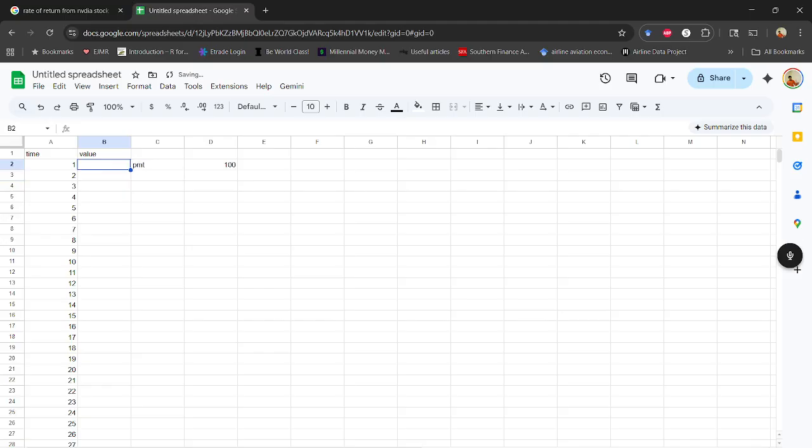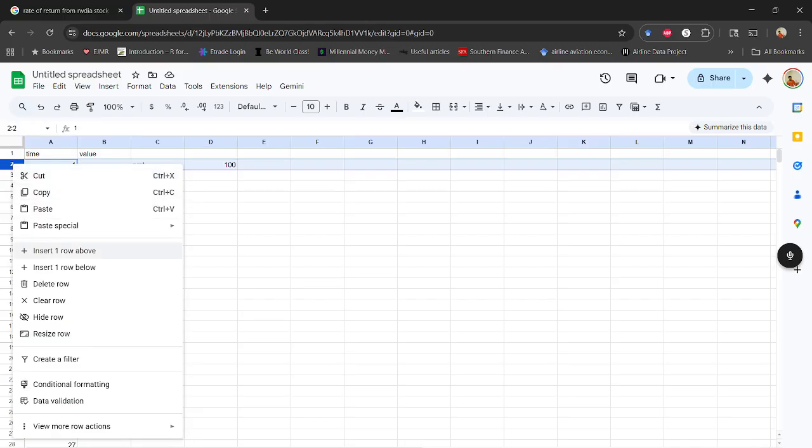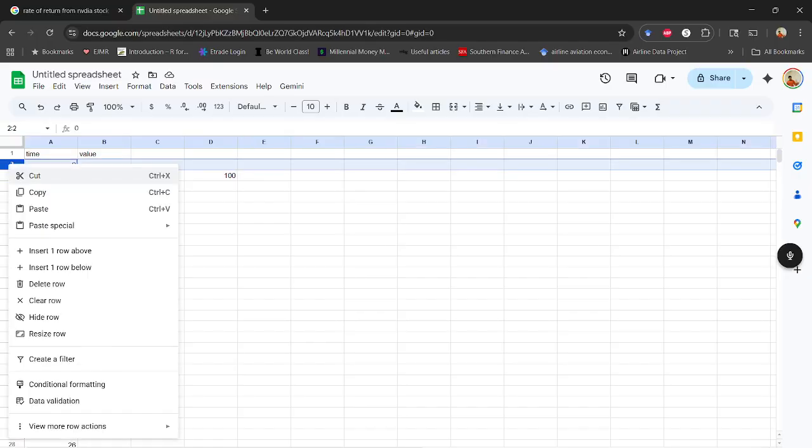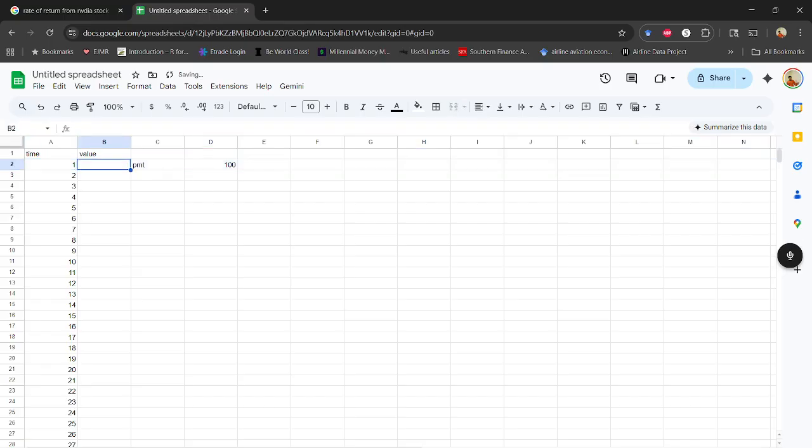And let's assume we have a match from our company. I'm going to insert a row, one row above, and say it's time t equals 0. So actually, we'll not insert a row, we'll remove it. We'll say we start from time t equals 1 with $100.